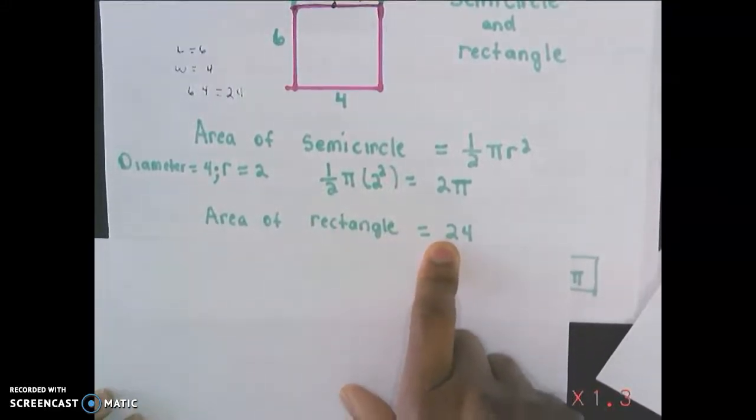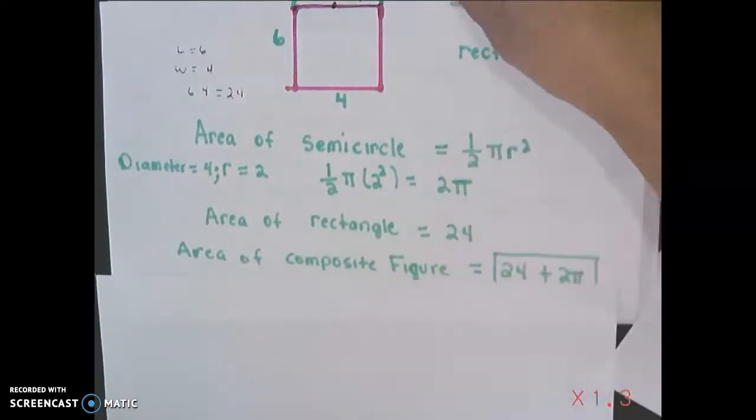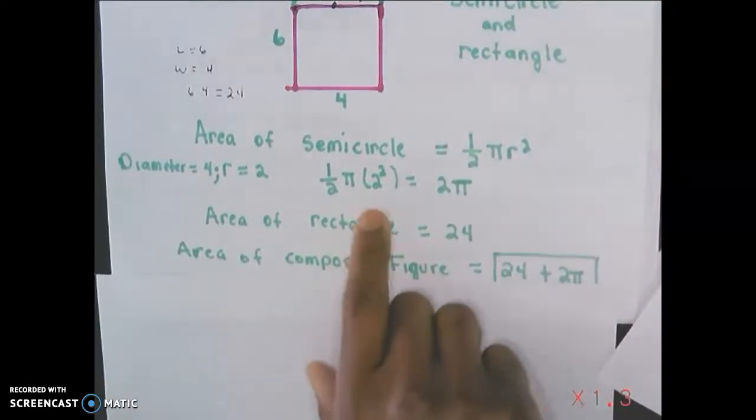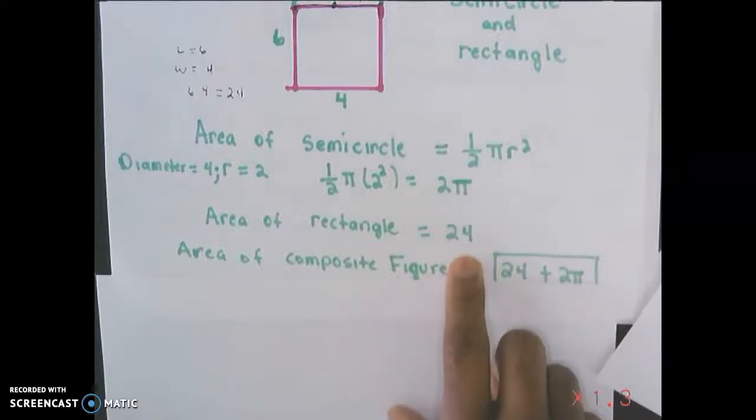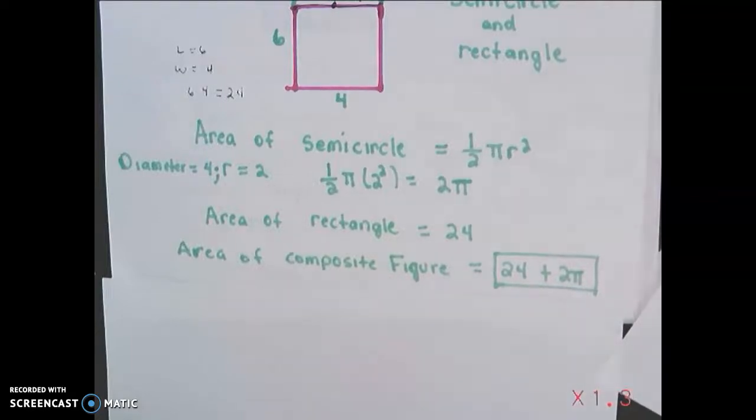And so now we have the area of the composite figure. That's going to be the total area, the area of the semicircle, plus the area of the rectangle. So that's going to be 24 plus 2 pi. So that's our first example. Again, you can stop the video. Hopefully that was pretty straightforward, but let's now look at another example here.